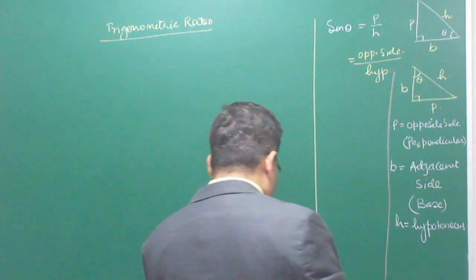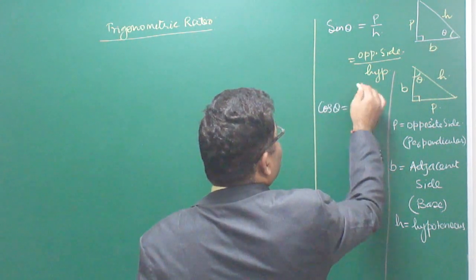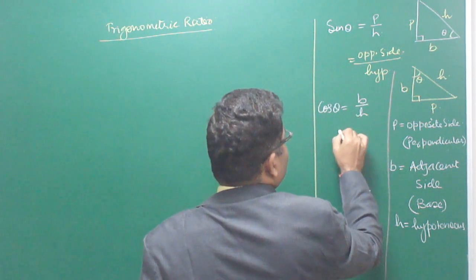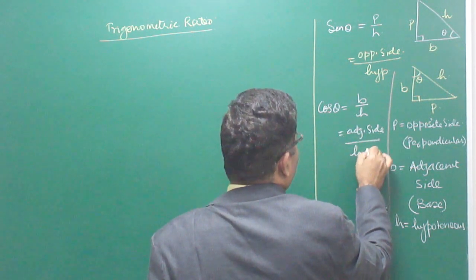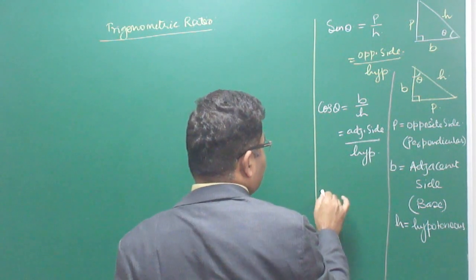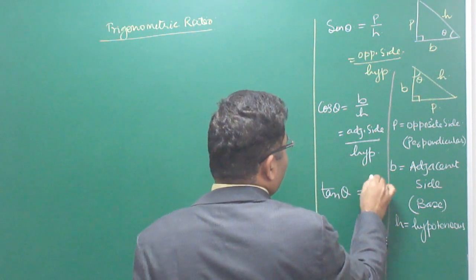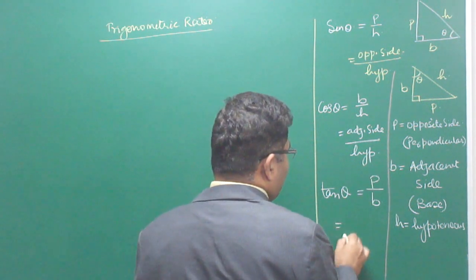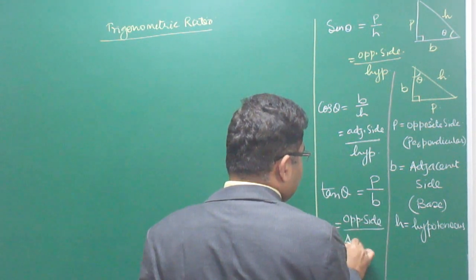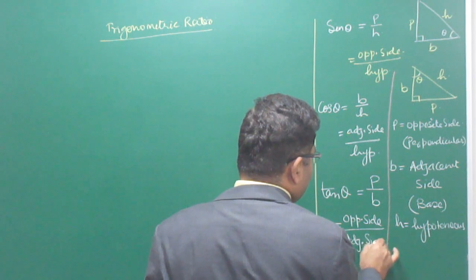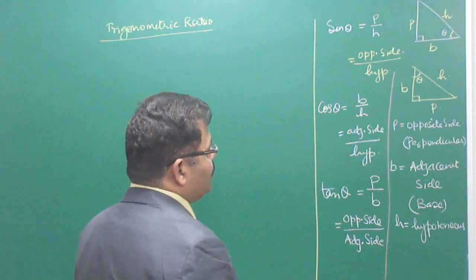And another term is cos theta. Cos theta is B by H, that is adjacent side upon hypotenuse, right? And the third term is tan theta, that is what? P by B. In other words it is called opposite side upon adjacent side. These are the things which you need to remember.